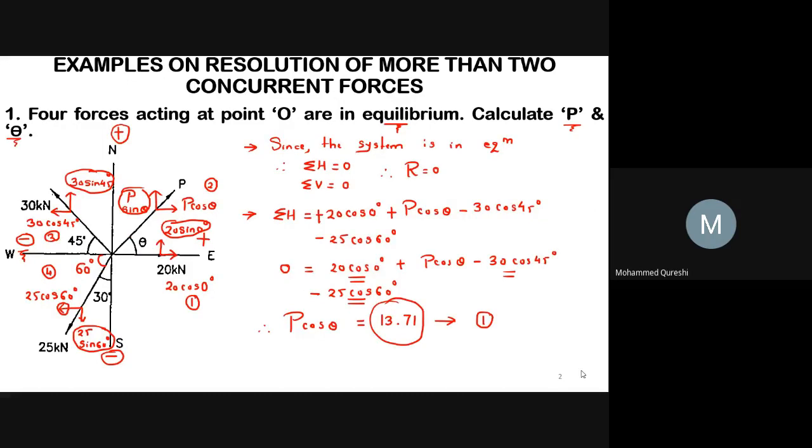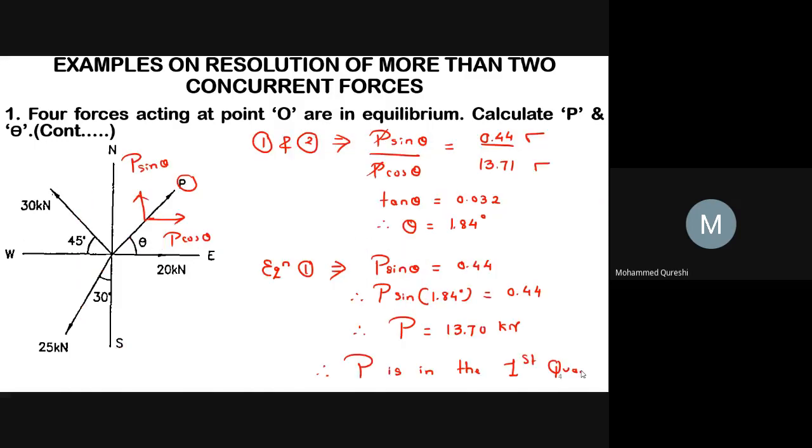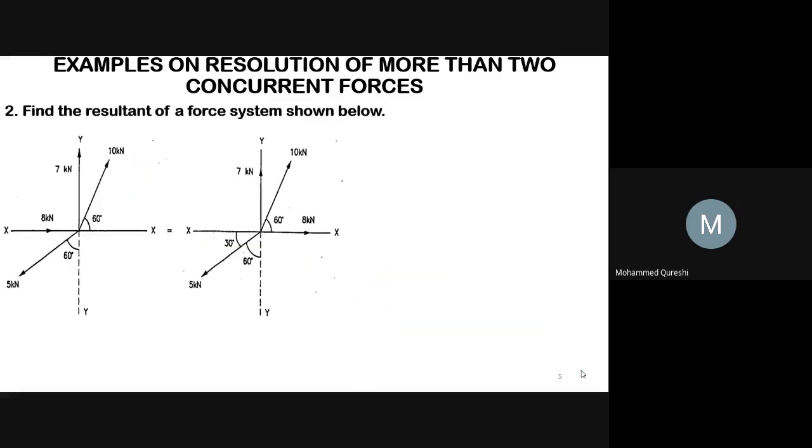Firstly, we have to calculate the value of sigma h. Then, from sigma h, we get P cos theta. And then we have to find the value of sigma v, and from that, we get P sine theta. After equating equation 1 and 2, we get theta as 1.84, and by using any of the above equations, we get the value of P as 13.70 kilo Newton. Now, we will go for another example.